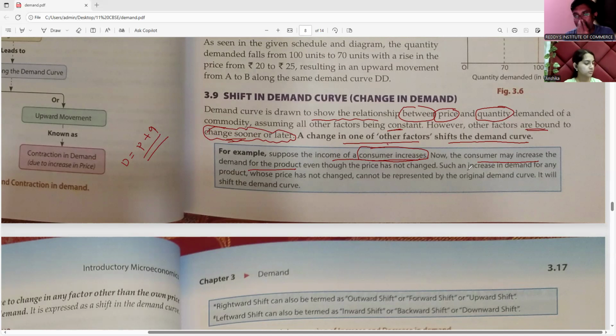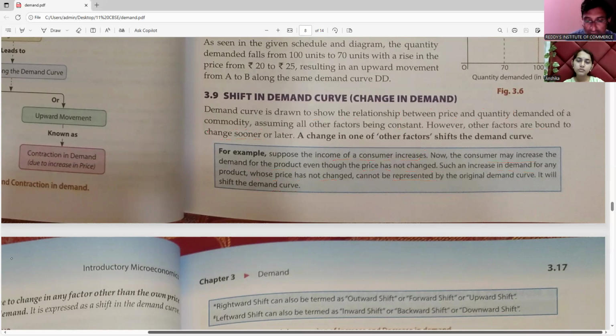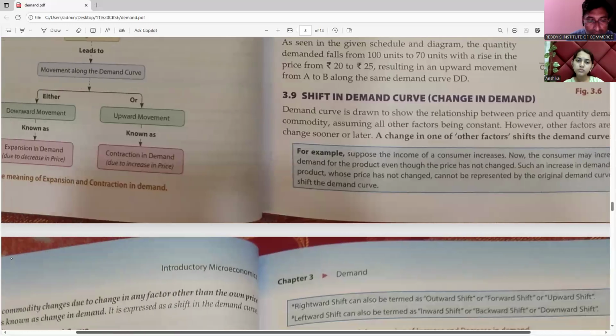Now the consumer increases the demand for the product even though the price has not changed. Such an increase in demand for any product whose price has not changed cannot be represented by the original demand curve. It will shift the demand curve, because when his income level is increased, demand for the same product will be increased. Right? Let's see with the example.